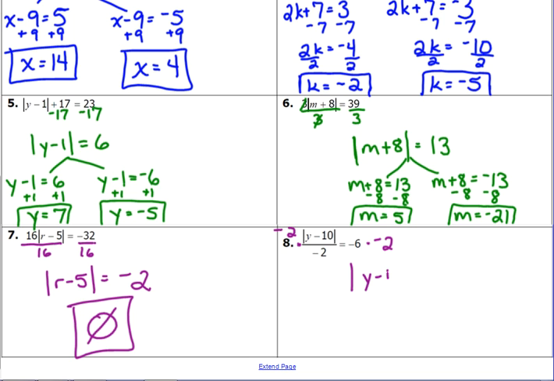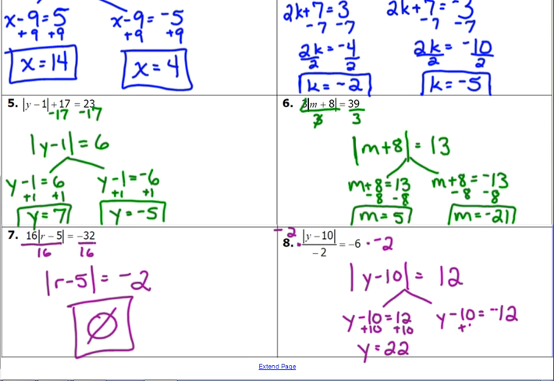And looky there, we don't have a problem like the previous one because now it's equal to a positive number. So we set our two cases, y minus 10 is equal to 12, y minus 10 is equal to negative 12. Add 10 to both sides, y equals 22. Add 10 to both sides, y equals negative 2.